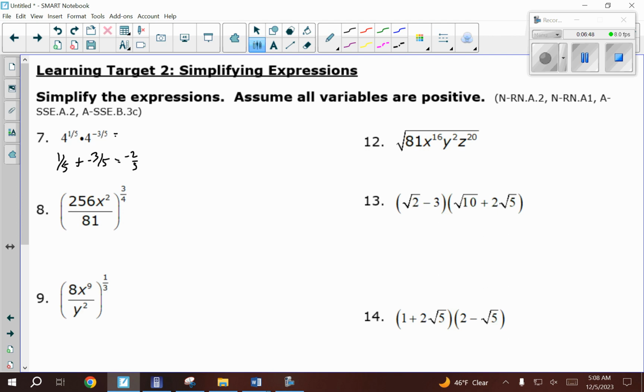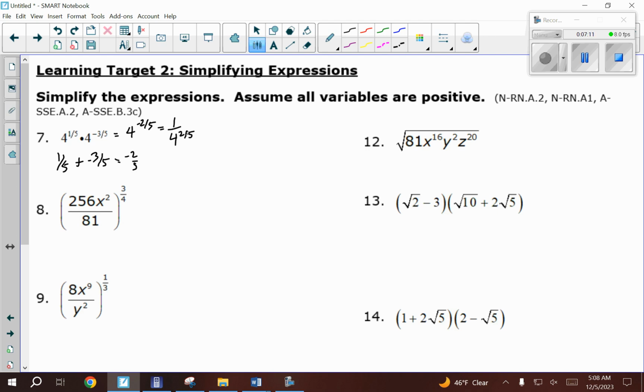So that means when we do this problem, we leave the 4, we add the exponents together, and that gives us a negative 2/5. Then what you're going to do is, obviously, you're going to fix that because we don't leave negative exponents. So I'm going to go ahead and write it as 1/4 to the 2/5 power.